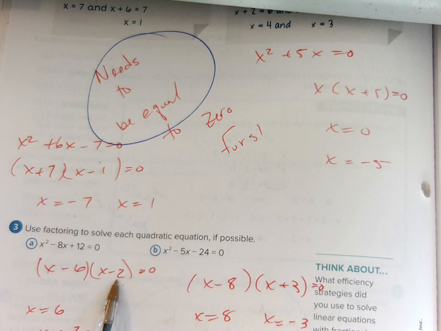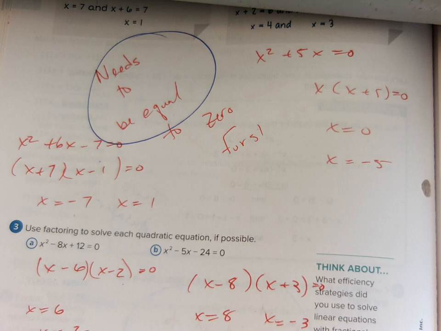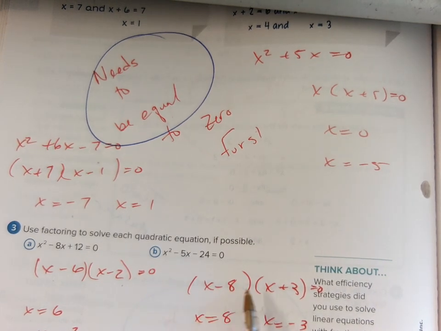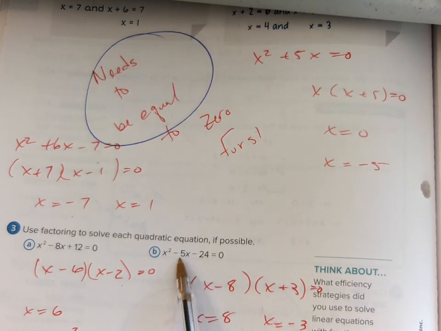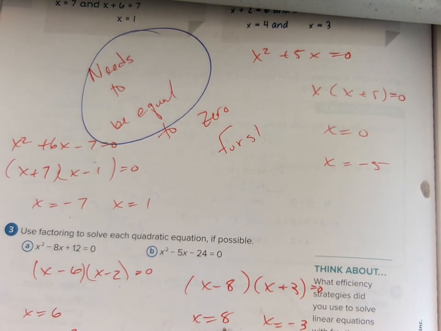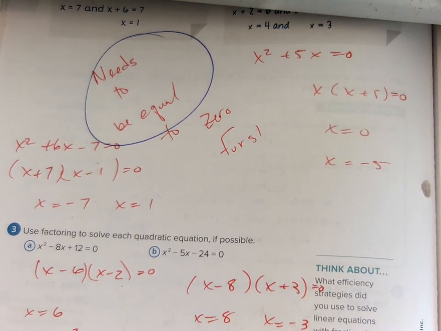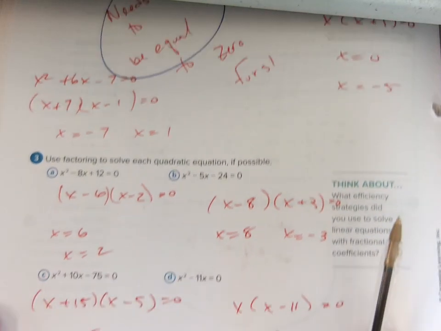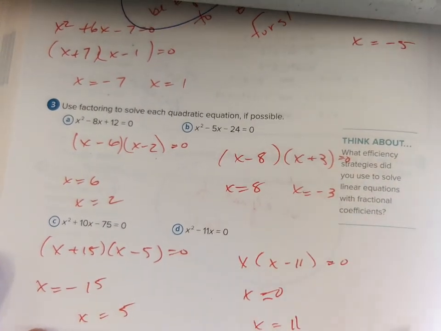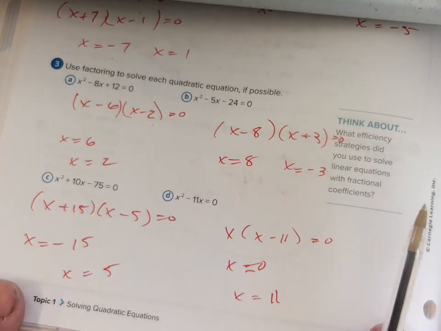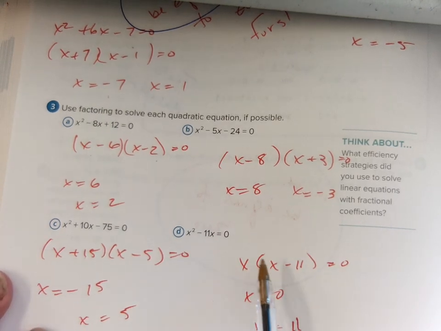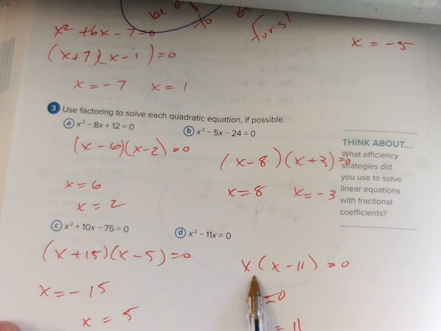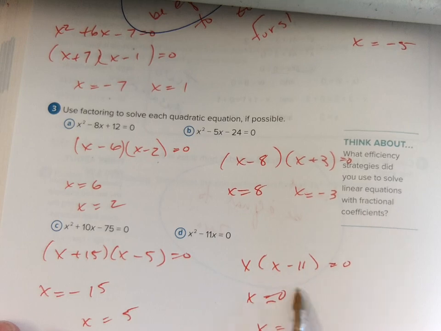So then if I take a look at these examples, on example 3, I factored negative 6 and negative 2. My mini equations give me answers of 6 and 2. On B, if I factor, I get negative 8 and positive 3 are the multiples of negative 24 that make negative 5. Then for my mini equations, I get 8 and negative 3, okay? On C, I used a positive 15, negative 5, but once I solve those, then I get a negative 15, positive 5, okay? On D, I common factor, take out an x, then I get x equals 0 and x equals 11, okay?